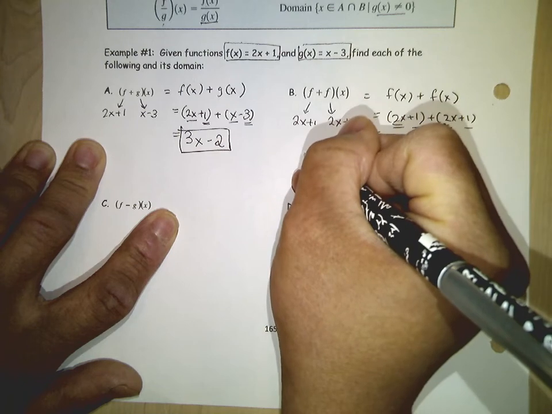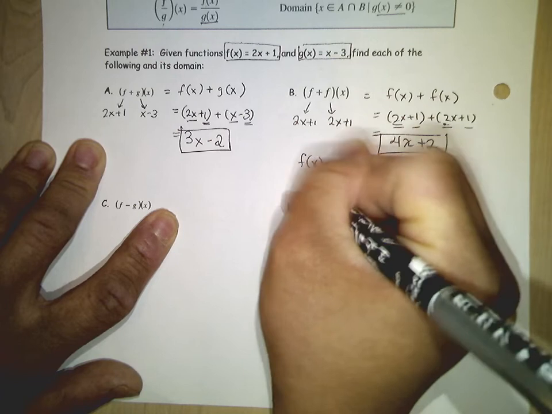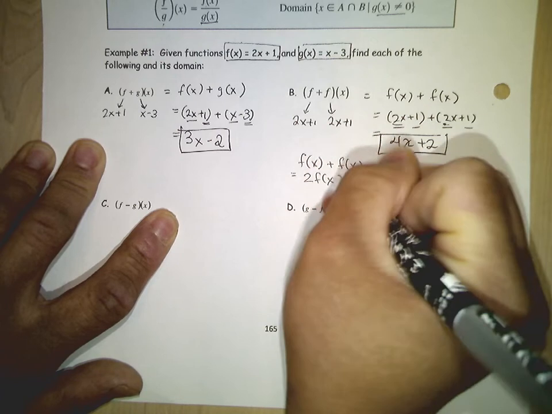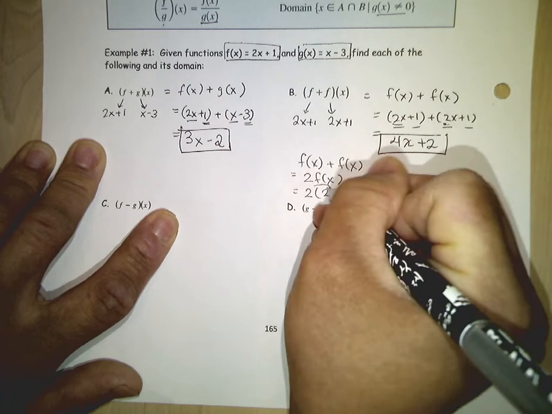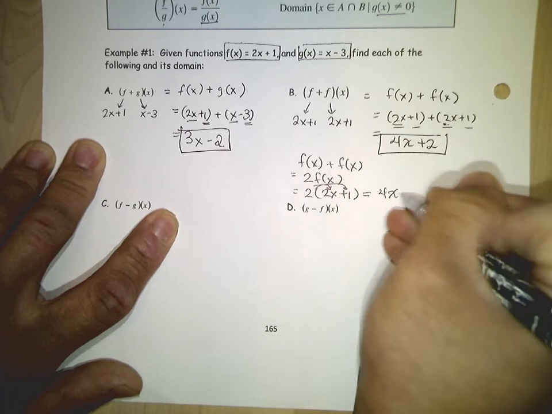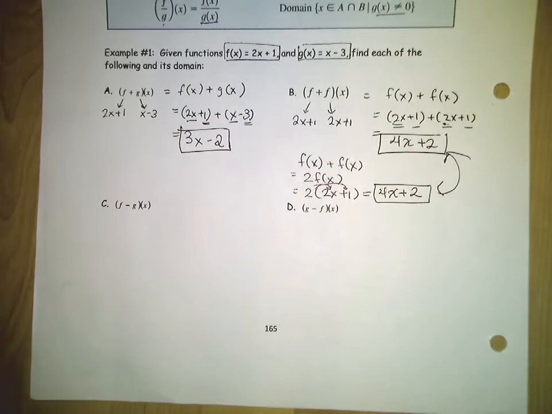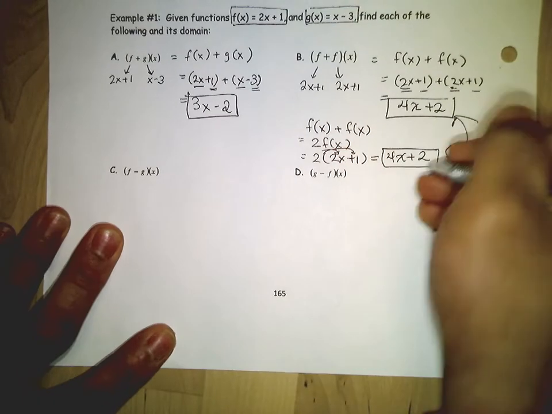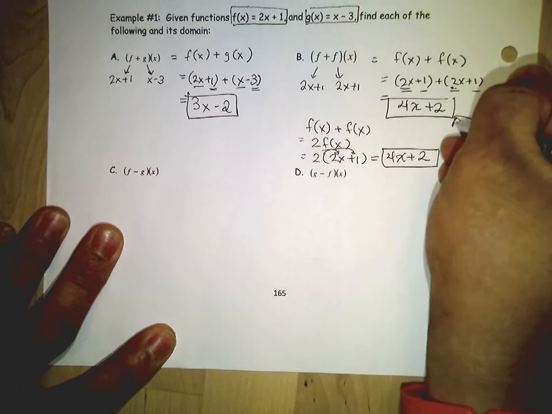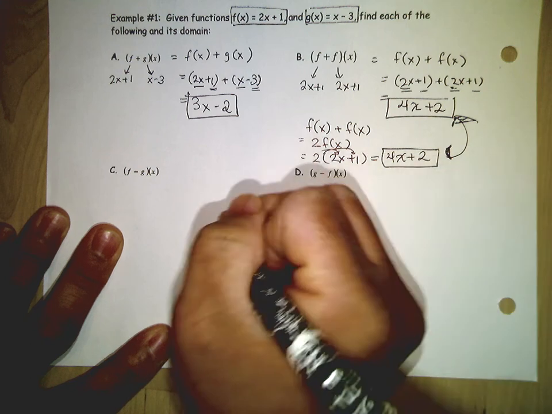Again, of course, some of you may have seen that this could be f(x) plus f(x), and that's 2f(x), which is 2 times 2x plus 1. Then you could distribute the 2 here to get 4x plus 2. If you did it that way, that's okay. Again, you get the same answer. And we talked about that a lot in class, where there is always more than one way to get the same answer. So I really don't care how you get your answer, as long as you show the correct work and the correct steps to get there.